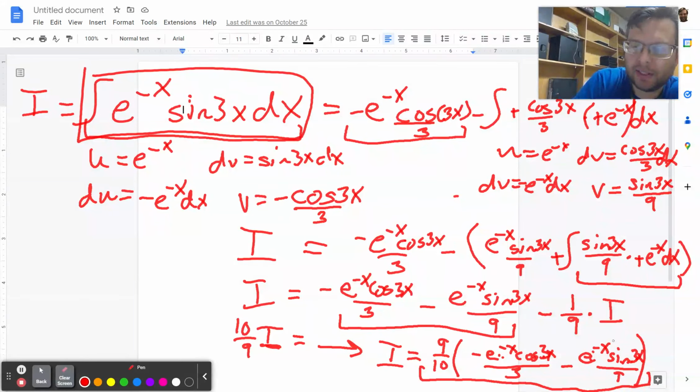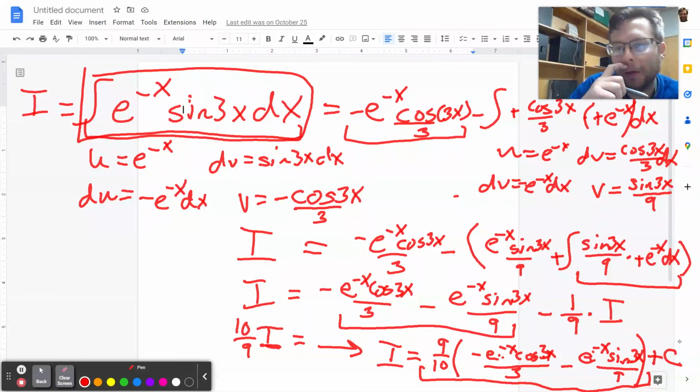There's one last thing. Make sure you get a plus c on it. You don't want to lose that 1 point just because you forgot the plus c on your indefinite integral.